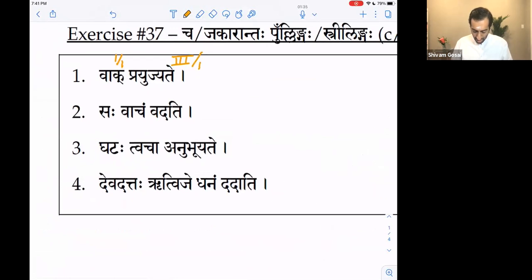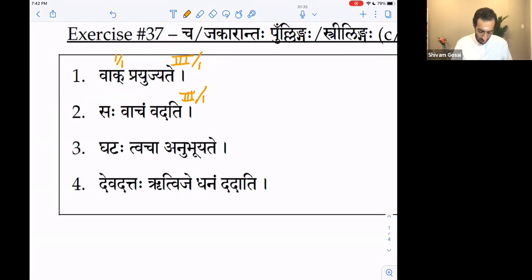Saha vacham vadati. So we're picking up our verb, vadati. This is vadatu, 1P. You can say it along with me. Lat lakara, kartari prayoga, pratama purushaha, ekavachanam. So this is he, she, it speaks, says something. He, she, it says, speaks.